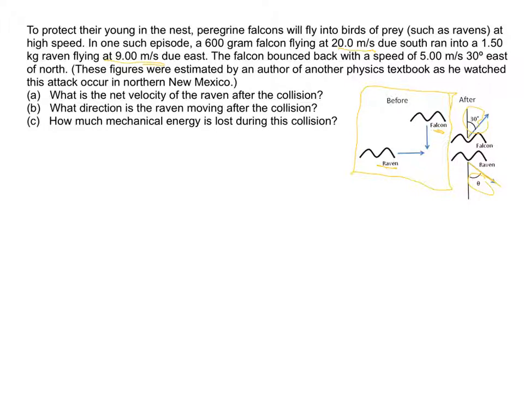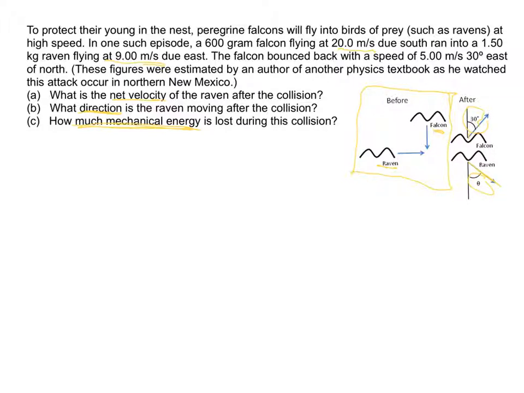What you're asked to find in this is the final velocity, or the net velocity, of the raven after the collision, as well as the direction, that angle theta that it's moving at, and lastly, how much energy, if any, is lost during the collision. First of all, this last question implies that using conservation of energy is maybe not the best way to go. Instead, you should think about conservation of momentum.